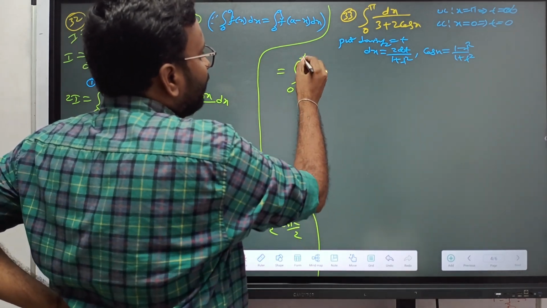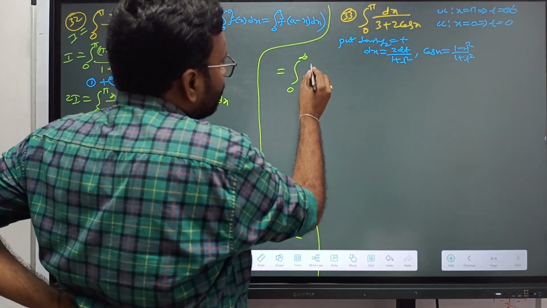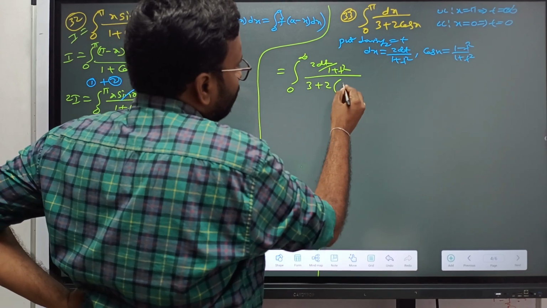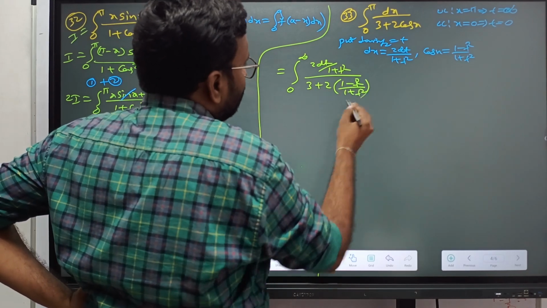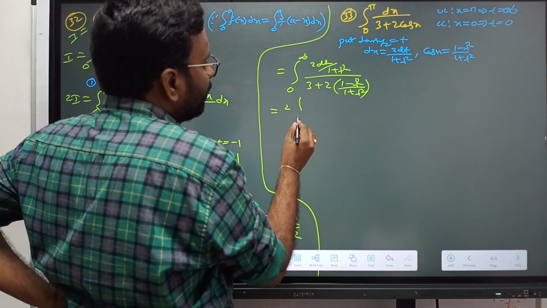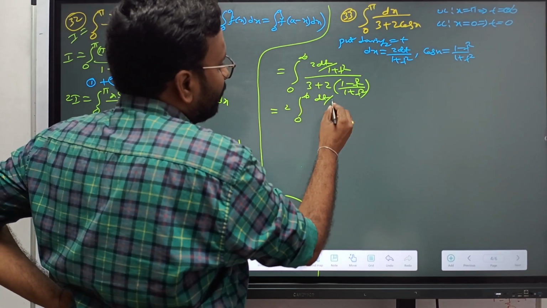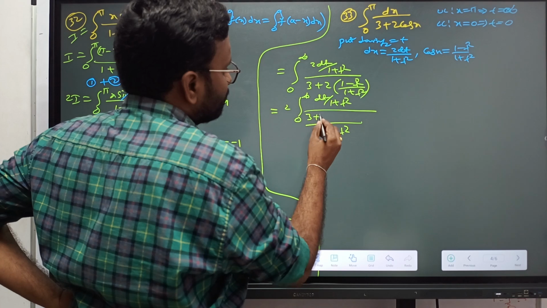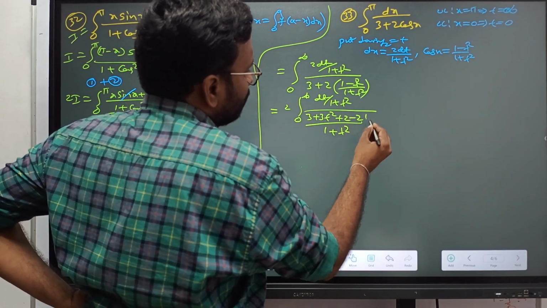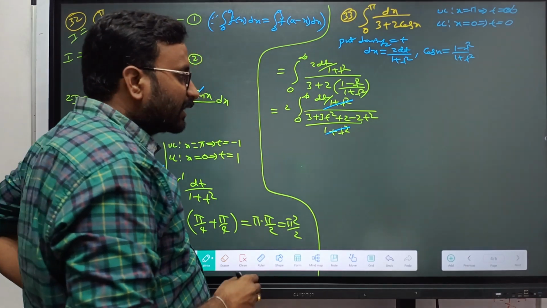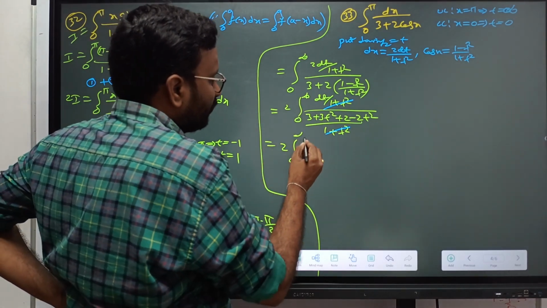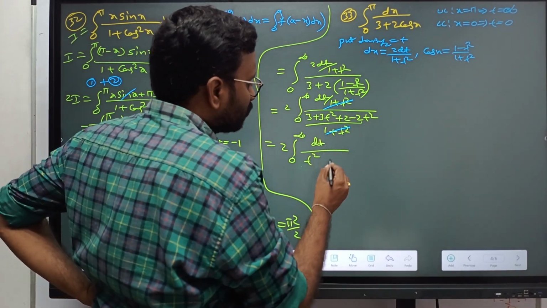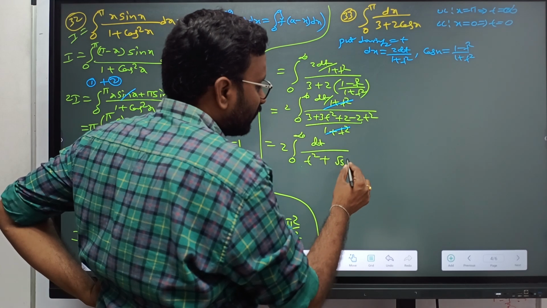Which is equal to integral 0 to infinity, and dx is what? 2 dt by 1 plus t square, divided by 3 plus 2 into cos x, 1 minus t square by 1 plus t square, which is equal to 2 outside, integral 0 to infinity dt by, 1 plus t square by 1 plus t square LCM. This is 3 into 1 plus t square, 3 plus 3t square, plus 2 into 1 minus t square, 2 minus 2t square. 1 plus t square, 1 plus t square cancel, which is equal to 2 integral 0 to infinity dt by 3t square minus 2t square. How much? t square. 3 plus 2 is 5. We can write 5 means root 5 whole square.